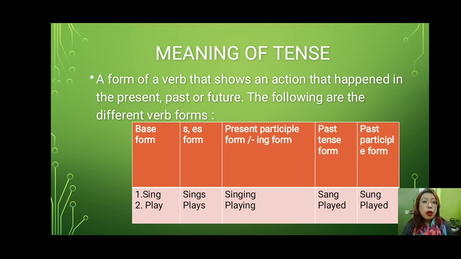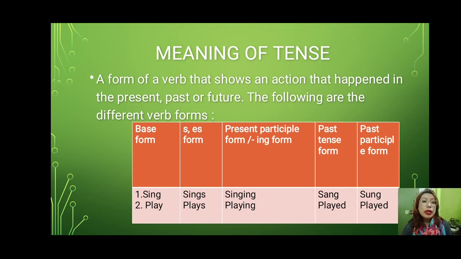The base form, S or ES form. It means if the subject is singular, then the verb will be singular, right? If the subject is plural, then the verb will be plural. For that, we add S or ES to the main verb, right? The base form of the verb. Then present participle form, which is also called the ing form of verb. Past tense form, right? And the last one is past participle form.